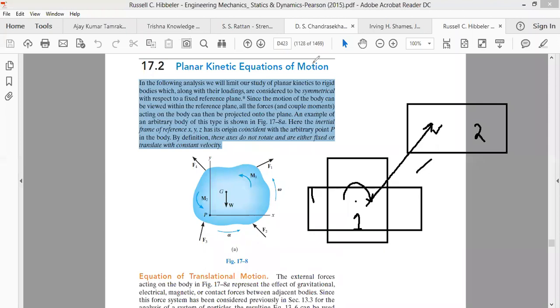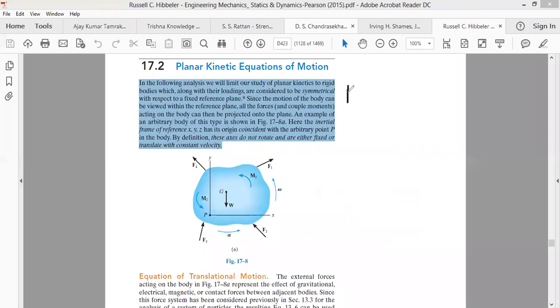As far as the translational motion is concerned, always remember, by Newton's second law of motion, the resultant of all the forces acting on the rigid body is equal to the product of the mass of the rigid body and the acceleration of its center of mass. This is a very important equation: F = m a_c. This is what we call the translational equation of motion.